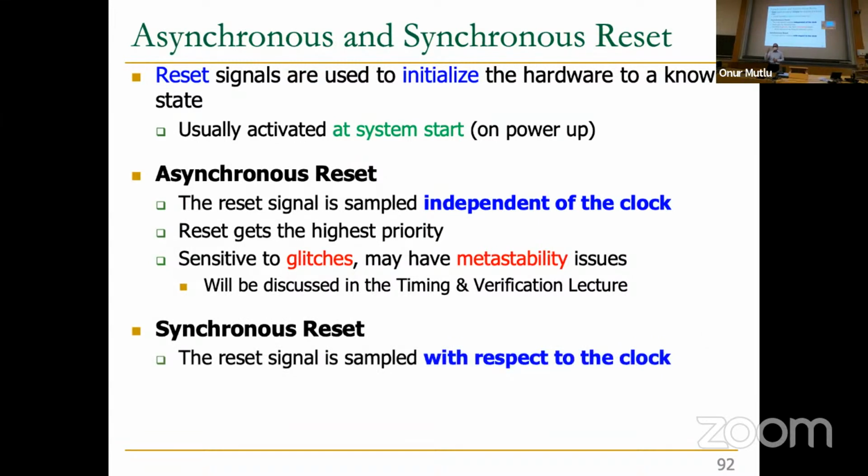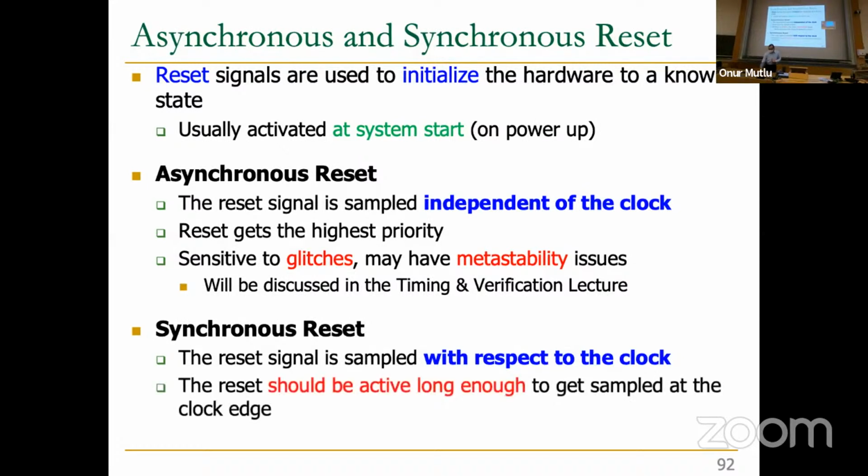It's the reset signal, whether or not you actually take the reset signal, reset the finite state machine, or reset the flip-flop, is sampled with respect to the clock. If the clock is going from positive edge and the reset is low or high, then you take the reset signal. If the reset signal changes when the clock is not in an appropriate value, then it doesn't matter. The computer doesn't reset. So the reset should be active long enough to get sampled at the clock edge, basically, in this particular case. Now you can see why asynchronous reset also kind of makes sense, right?